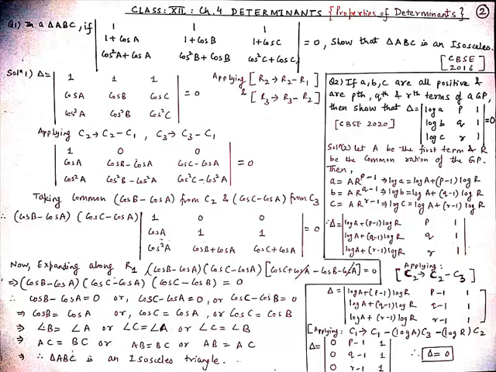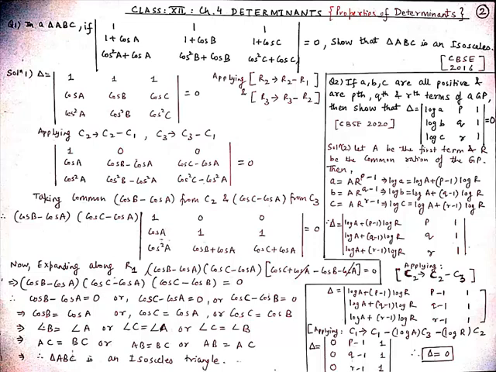As we know that A square minus B square is equal to A plus B into A minus B, on taking common cos B minus cos A from column C2 and cos C minus cos A from column C3, we get in our determinant 1 0 0, cos A 1 1, cos square A, cos B plus cos A, cos C plus cos A, which is equal to 0.